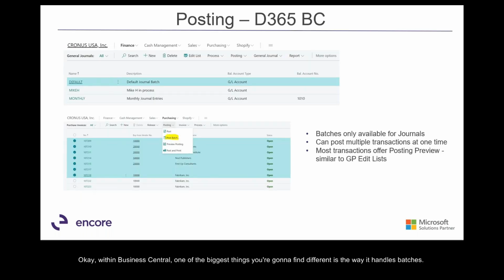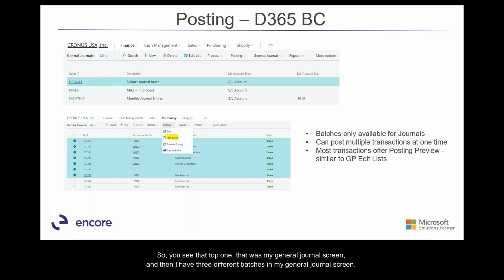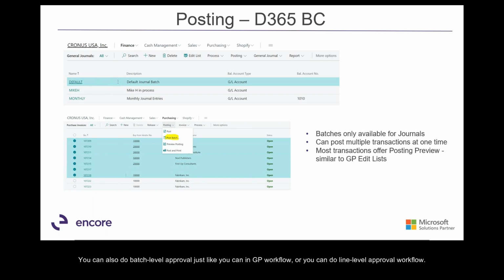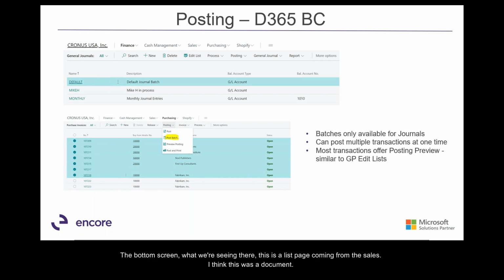Okay, within Business Central, one of the biggest things you're going to find different is the way it handles batches. Business Central does have batches, but only for journals. You see that top one, that was my general journal screen, and I have 3 different batches in it. You can also do batch level approval, just like in GP workflow, or you can do line level approval workflow.